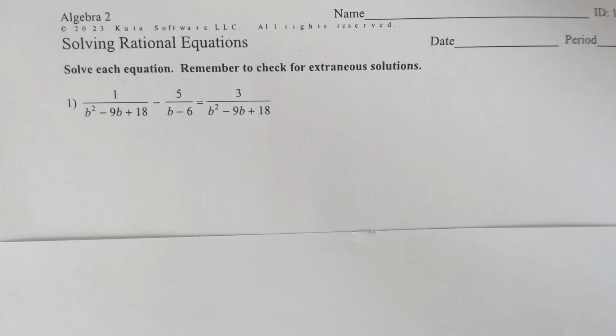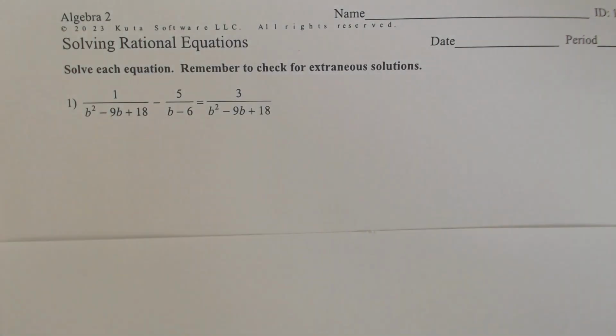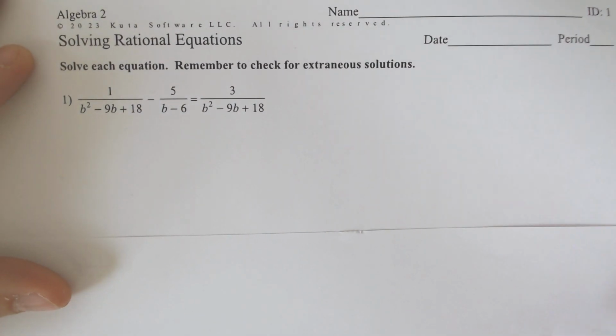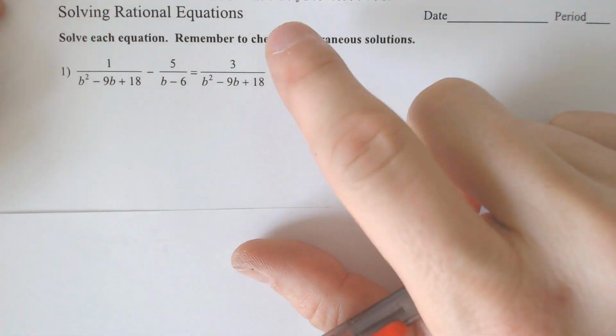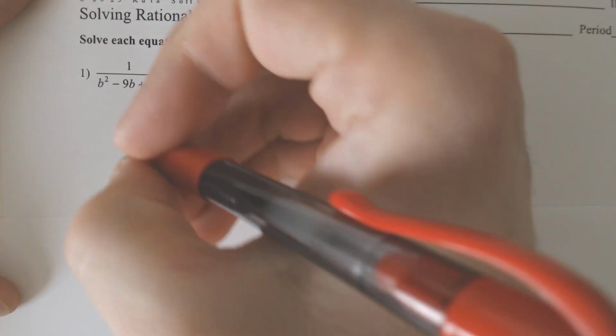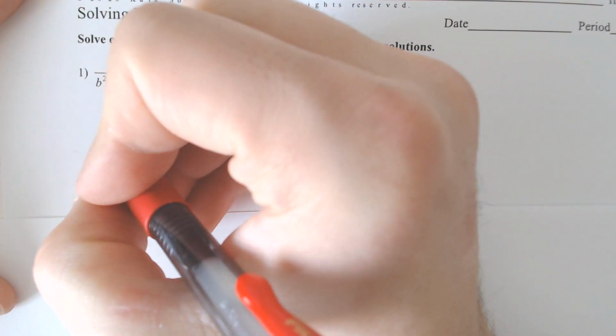Today we're going to be solving some rational equations, so let's get into it. If you have a rational equation like we have here, the first thing you need to do is factor anything and everything you can, because you never know how much easier it will make everything.